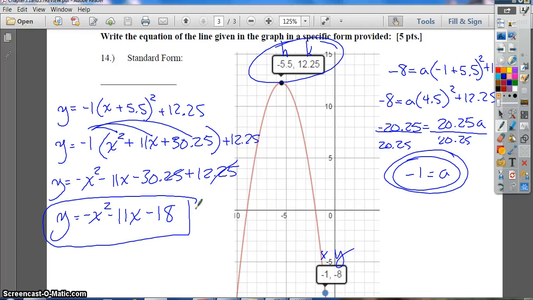So get in the flow here. Use vertex form. Solve for your a value. Plug that a value in with your vertex. And then you can solve for your standard form equation.